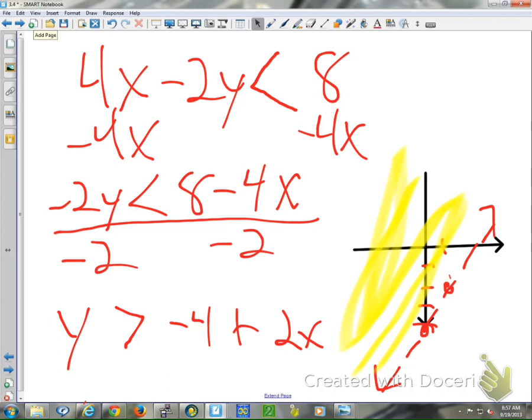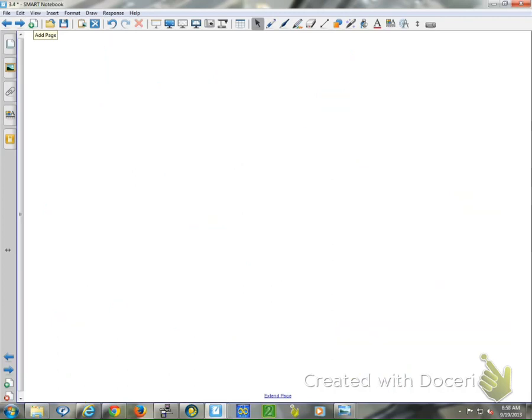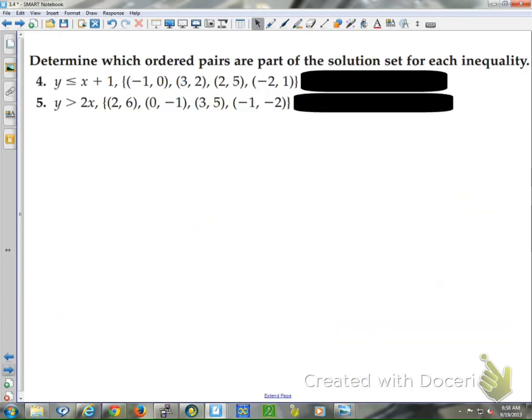All right, let's look at another example. Again, we don't have to go through all these. You can either graph them or do what with these? If you're determining which ordered pairs are part of the solution set, what do we have to do? Yeah, plug them in, work them out, just see which ones make it a true statement, which ones make it a false statement. You don't have to graph anything unless it says specifically to graph.